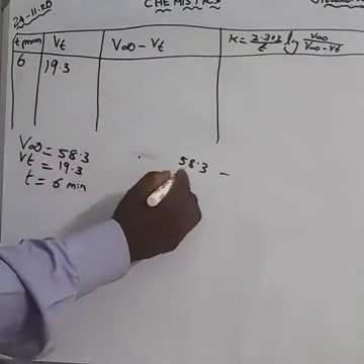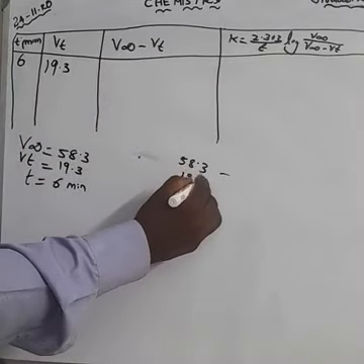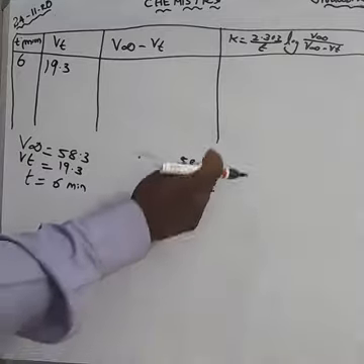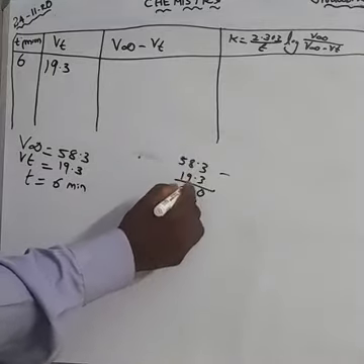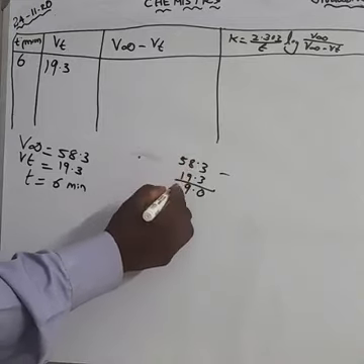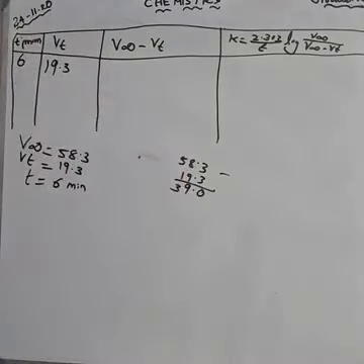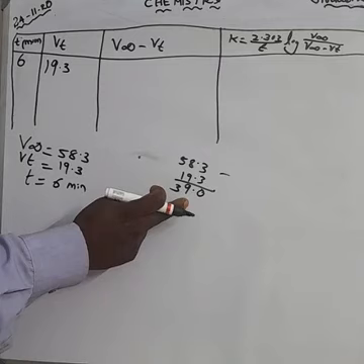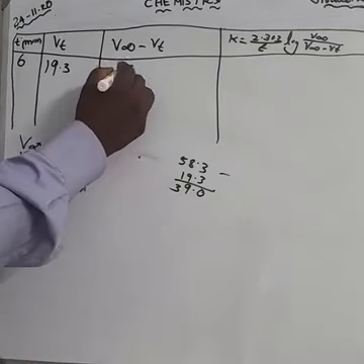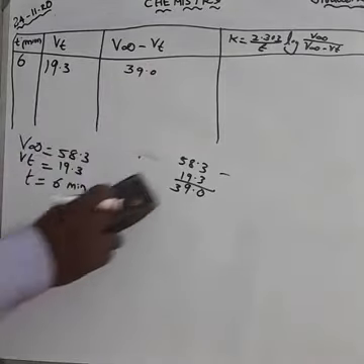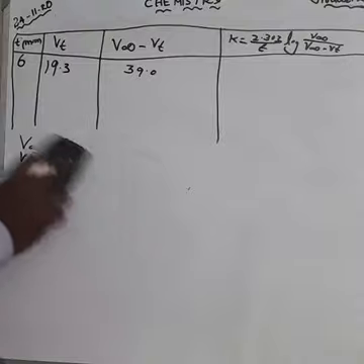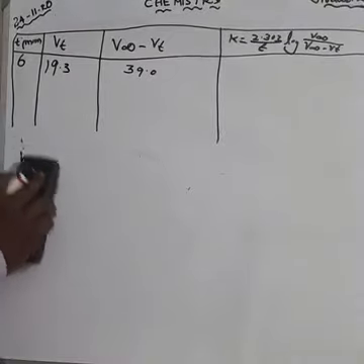V infinity minus Vt. Vt value how much? 19.3. When we subtract, 3 minus 3, 0. 9 minus... next 3. That's the answer, how much? 39.0. Clear? Next, we should substitute this value as per the formula.